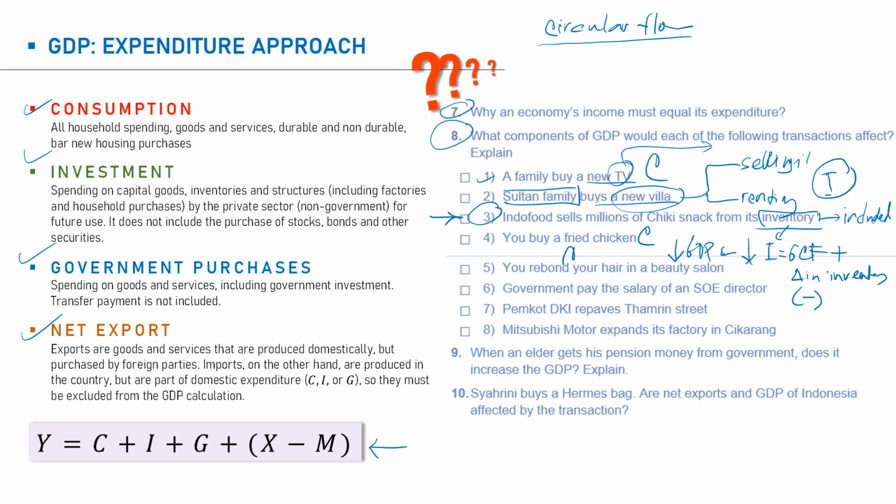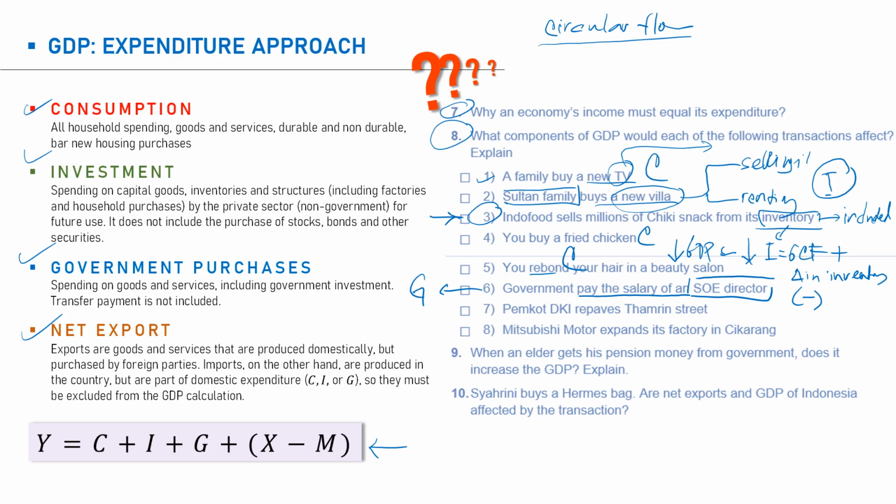Rebone is also clear, but of course it's service consumption. And paying the salary of the CEO director, of course, it has something to do with the output production of the SOE, right? State-owned enterprise. So when the government pays the salary, it is categorized as government spending.